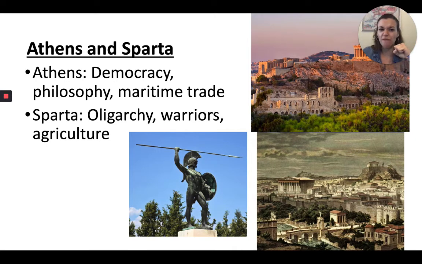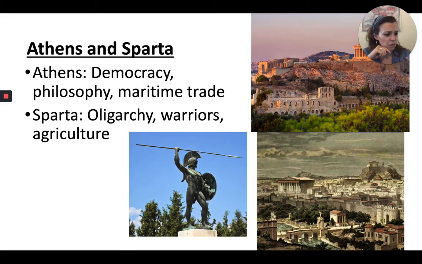Warriors, right? This emphasis on warriors. Agricultural. Inland. So Athens has grown from a polis to an empire, and this really angers the other city-states, specifically Sparta.